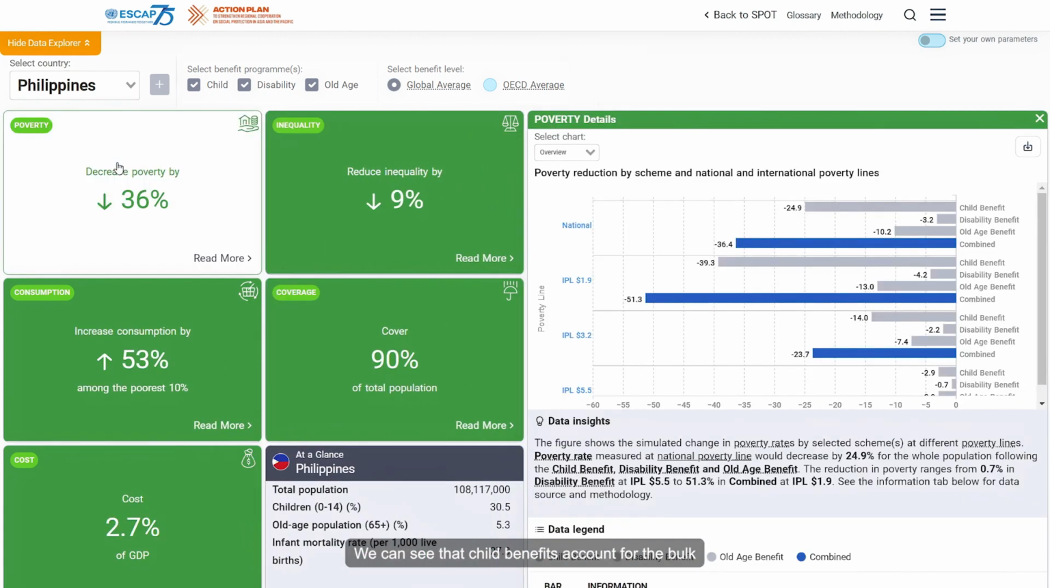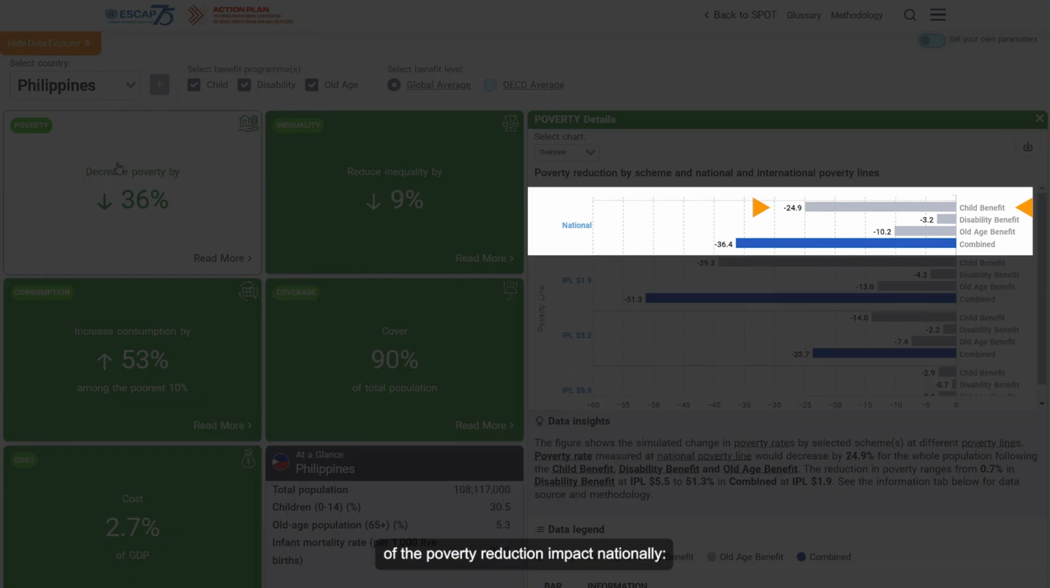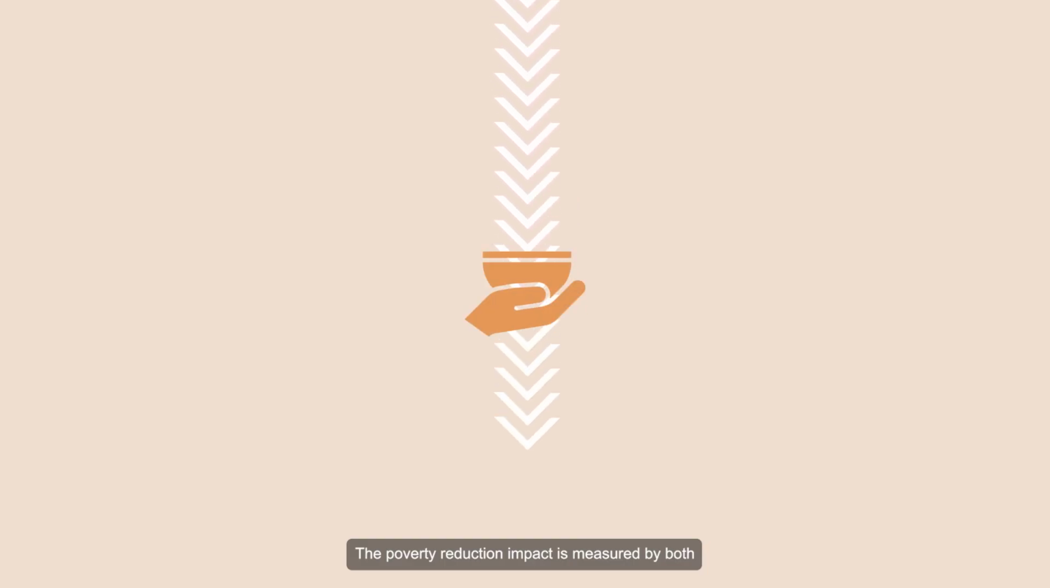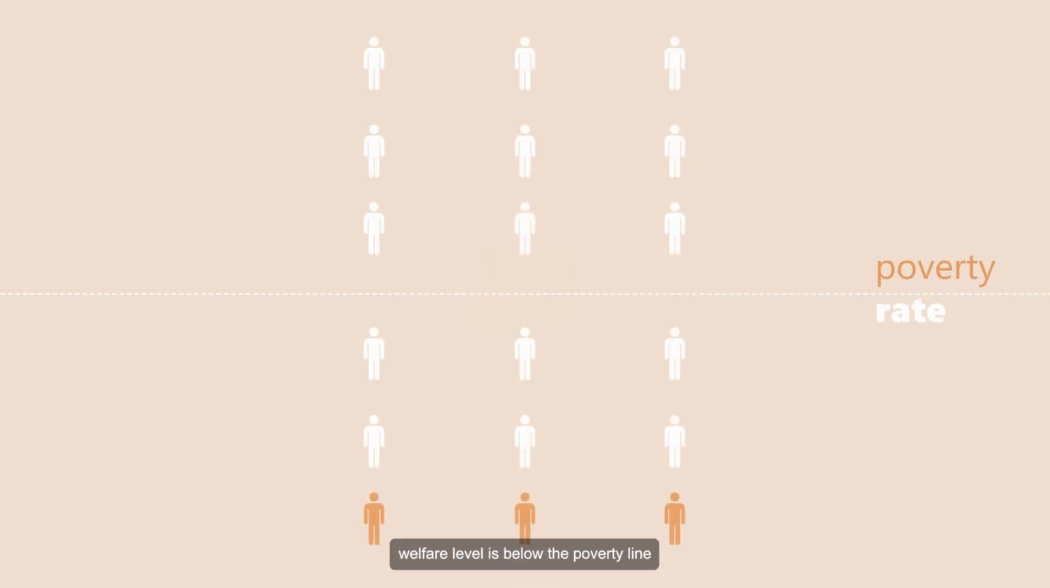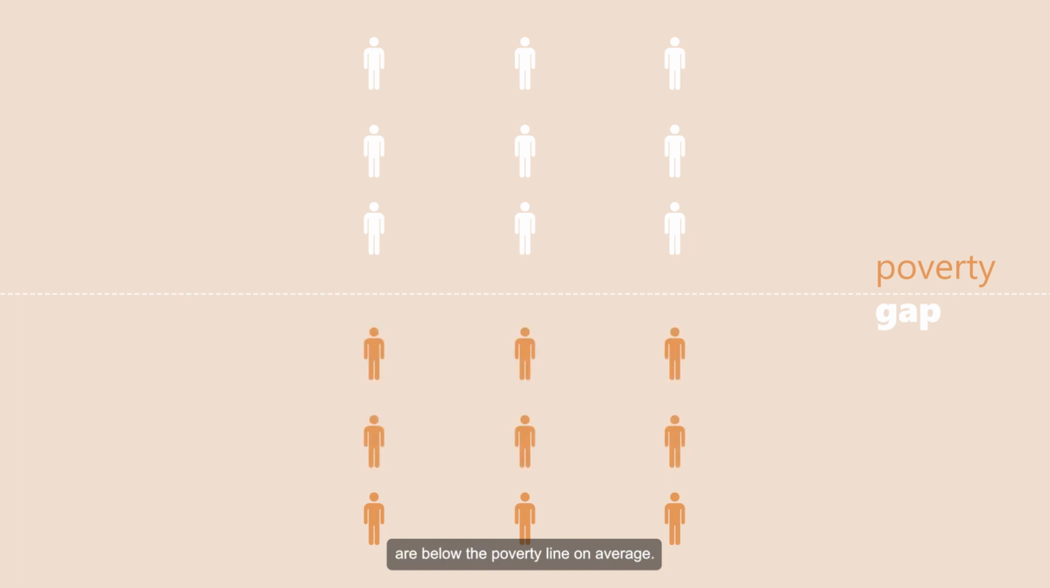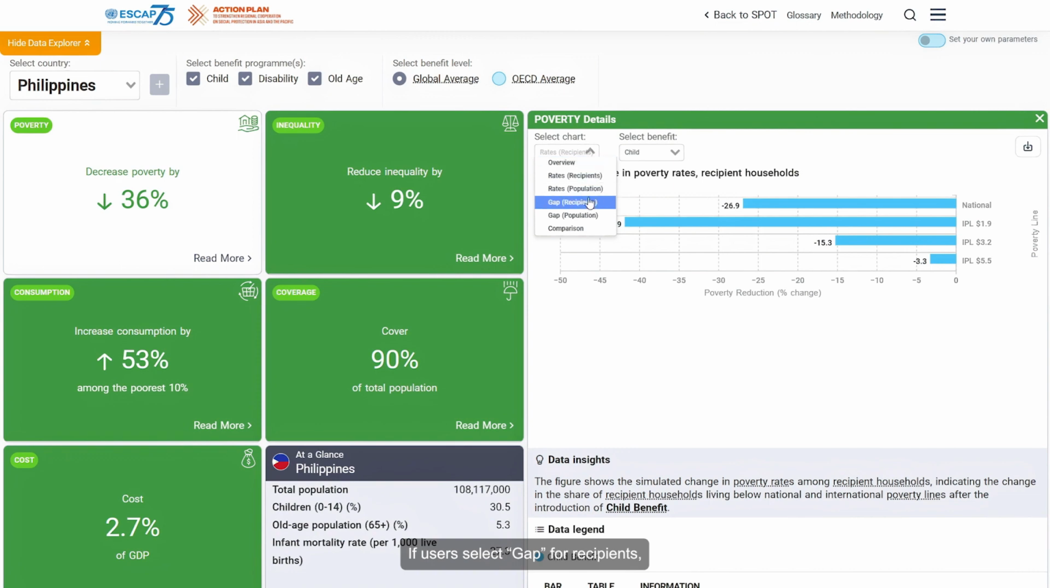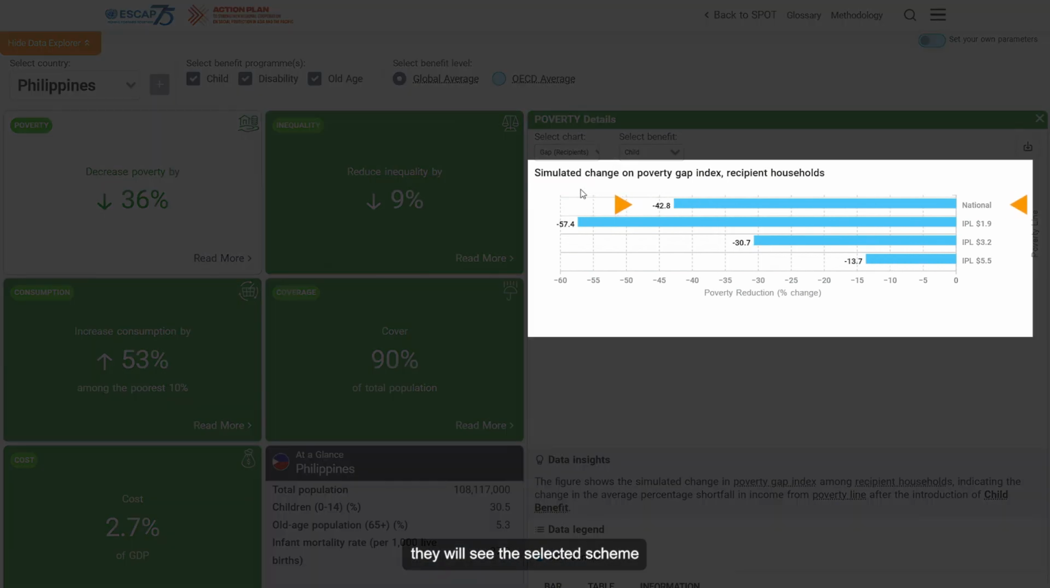We can see that child benefits account for the bulk of the poverty reduction impact nationally, a finding common to many countries with a youthful population. The poverty reduction impact is measured by both the poverty rate, which is the ratio of people whose welfare level is below the poverty line, and the poverty gap, which reflects the intensity of poverty by capturing the extent to which people are below the poverty line on average. If users select GAP for recipients, they will see the selected scheme could reduce the gap by over 40%, using the national poverty line as a benchmark.